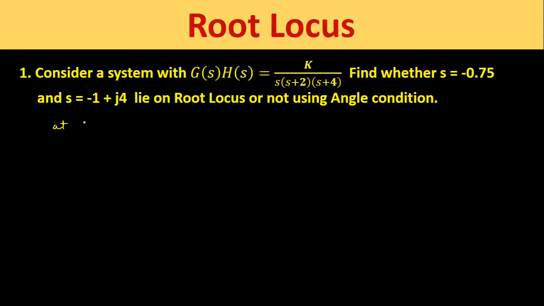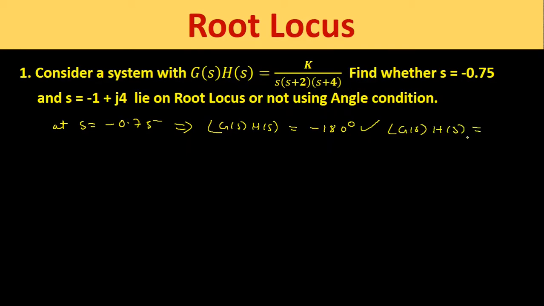So at s equal to -0.75, the angle of G(s)H(s) is equal to -180 degrees. If we compare this with the general equation of angle condition, which is plus minus (2q + 1) into 180 degrees, we can see that we are getting -180 degrees. So that means this s is lying on the root locus.